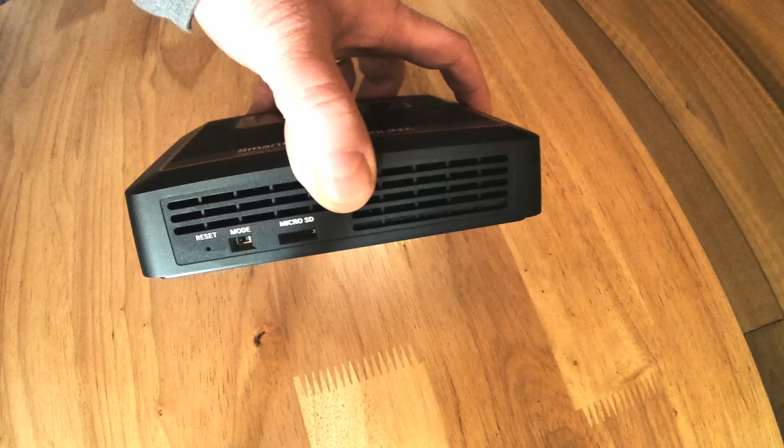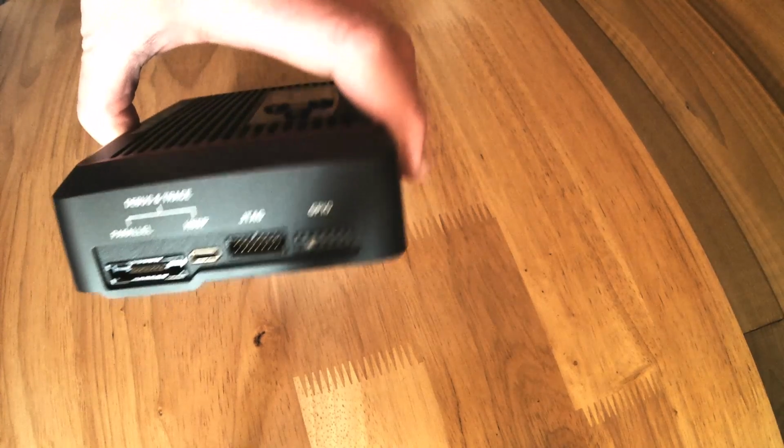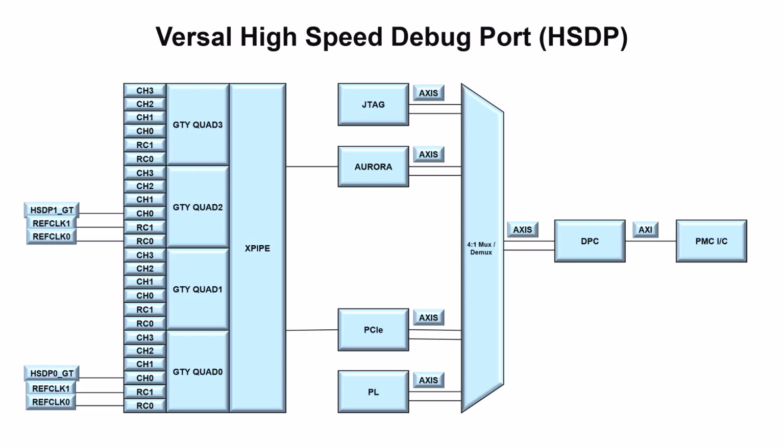A micro SD card for holding images. And on the target side, the GPIO, the JTAG, the high-speed debug port, and a parallel interface. In addition to the new SmartLink Plus cable, there are related enhancements in the Versal device, most notably the high-speed debug port in conjunction with the platform management controller.